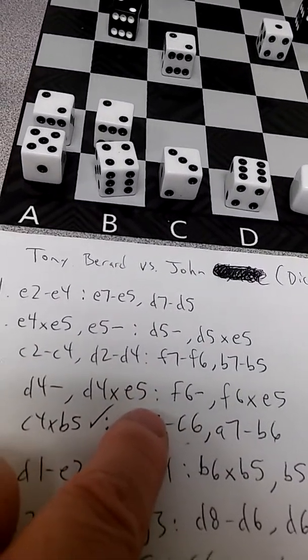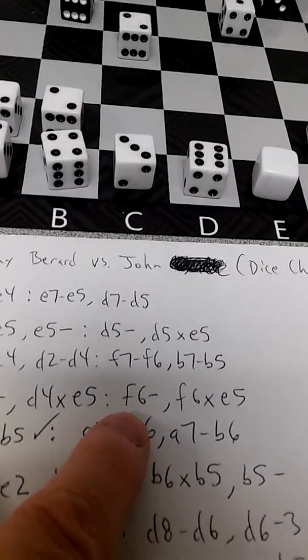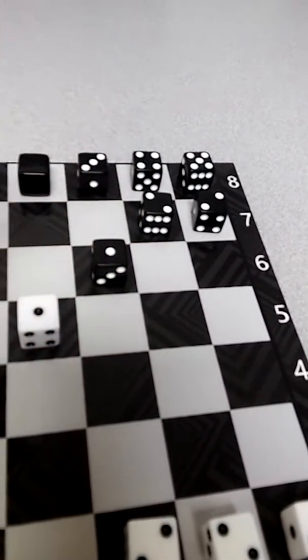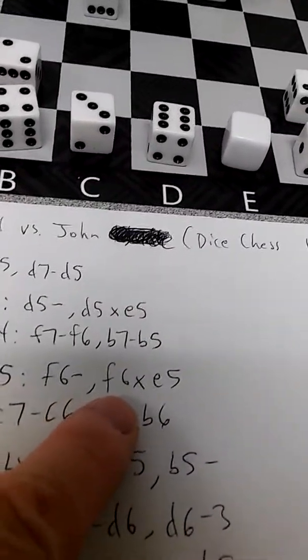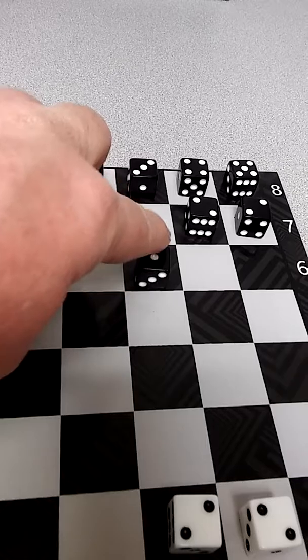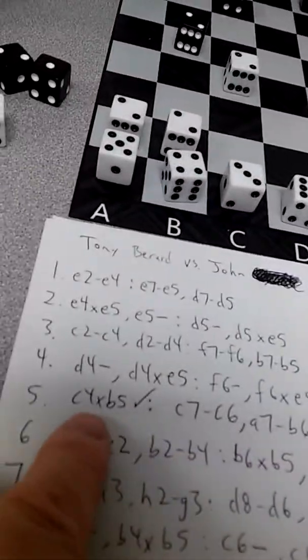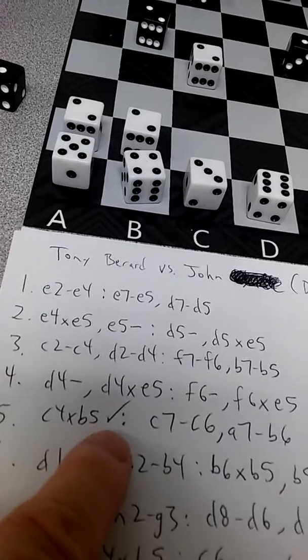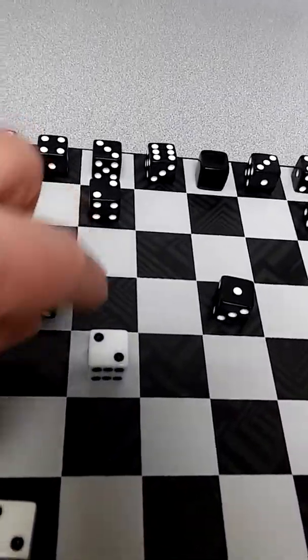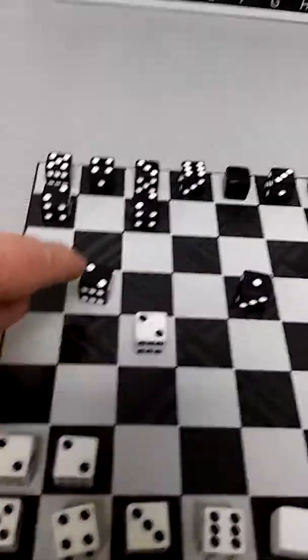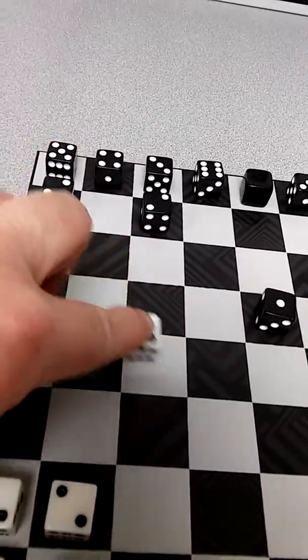So that's what I did. And then what does he do? So he did f6 decrement. It should be here. So he decremented down to a 1. Then he went f6 takes e5. So we're 2 apiece so far. But then it's my turn. c4 takes b5, and I put a check mark. You'll see why in a second. So c4 takes b5. So that's this.